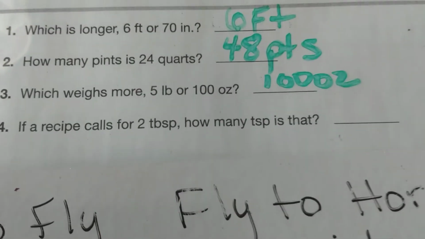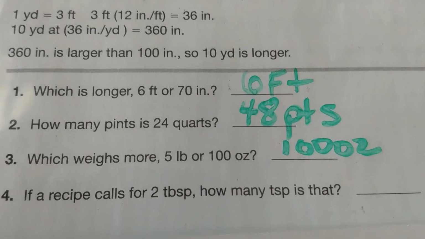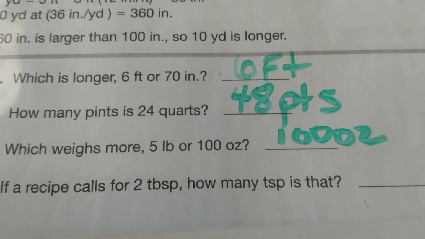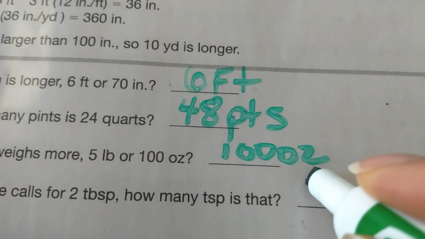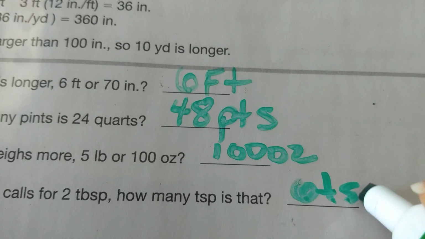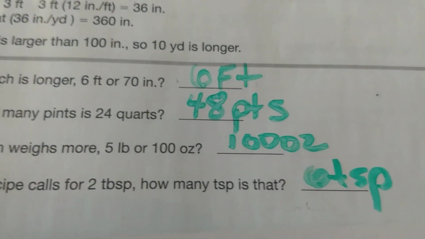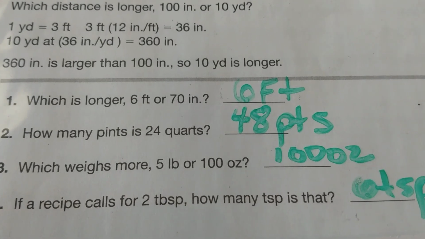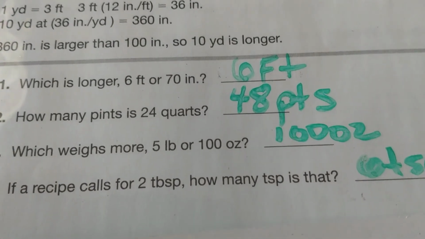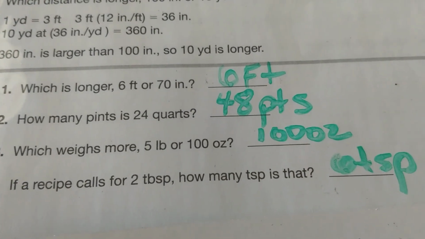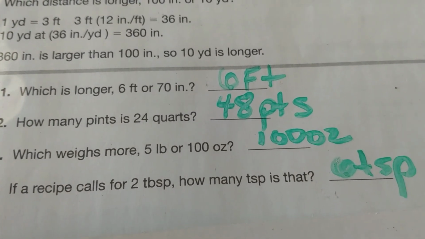Okay? So my answer to my question is, if a recipe calls for 2 tablespoons, how many teaspoons is that? And of course, we now know that that would be 6 teaspoons. Okay? All right, guys, that's the front of the workbook page, page 231. I'm going to turn it over in just a moment, and that'll be the beginning of a new video.